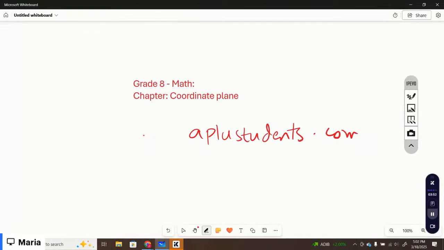Then you have to select math from the subject tag, scroll down to grade 8 math, and then click on view all lessons. There you can find a list of the chapters. You need to start with the chapter coordinate plane. Please make sure you have your notebook and pencil so that you can note down the important examples and definitions as well.